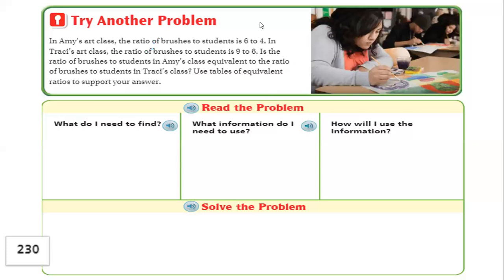Okay. Let's complete, my dear students, this question. Read with me, all of you, carefully. In Amy's art class, the ratio of brushes to students is 6:4. In Tracy's art class, the ratio of brushes to students is 9:6. Is the ratio of brushes to students in Amy's class equivalent to the ratio of brushes to students in Tracy's class? Use the table of equivalent ratios to support your answer. Read the problem. What do I need to find first? What information do I need to use? How will I use the information?